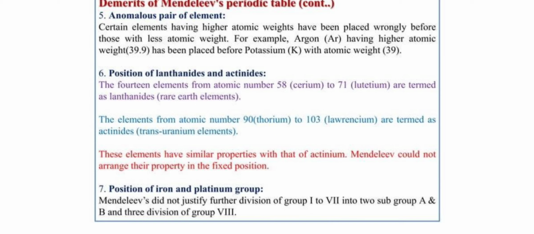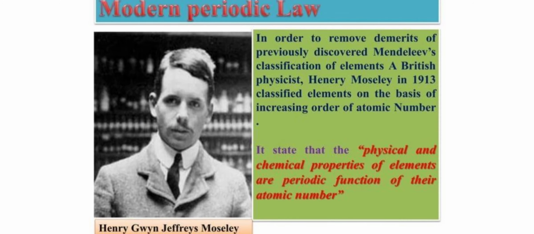Mendeleev could not arrange them properly in fixed positions, such as the iron and platinum groups. Mendeleev did not justify the further division of groups 1 to 7 into subgroups A and B and the three divisions of group 8.